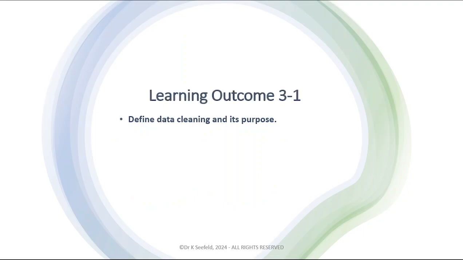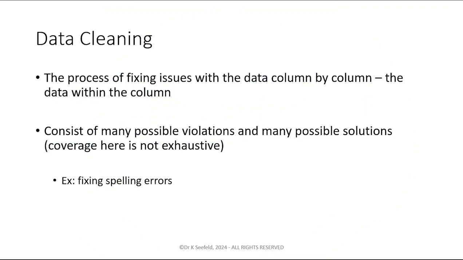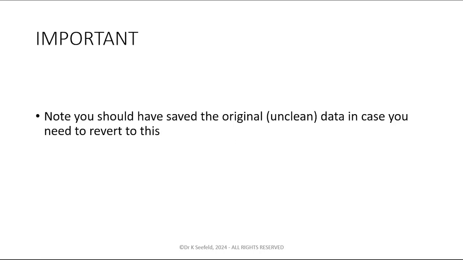Okay. Learning outcome 3.1 is defining data cleaning. Data cleaning is the process of fixing issues with the data column by column. In other words, we're just working within one variable, and we're essentially looking at any issues that might be in there that would prevent us from effectively analyzing our data. There are a lot of things that can happen that can affect being able to analyze the data. Something sort of simple would be just basic spelling errors or capitalization inconsistencies.